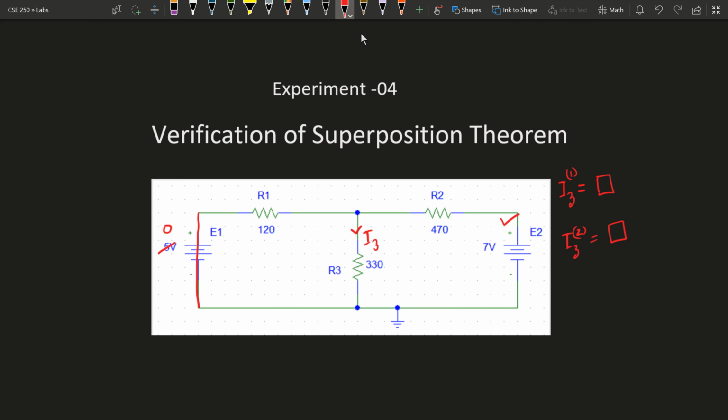So the superposition theorem says that we will get total I3 if we add up these two individual values. So total I3 is the total contribution of both the sources together. So that's the full principle. Let's see it in our simulation software.